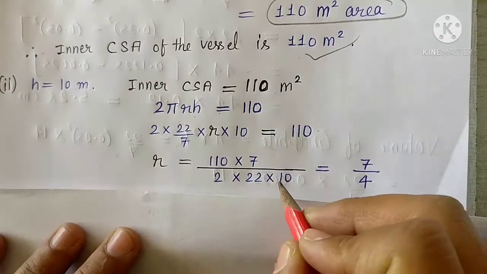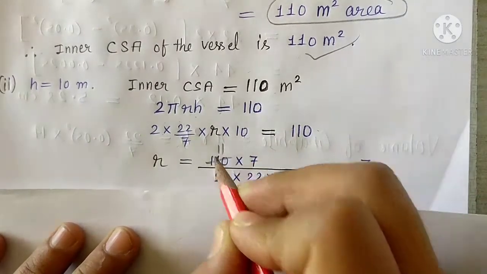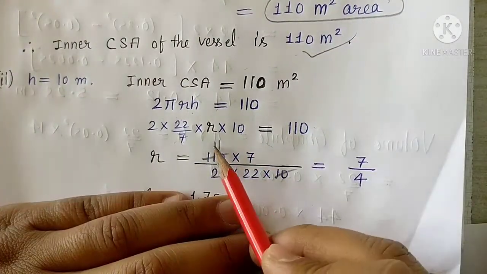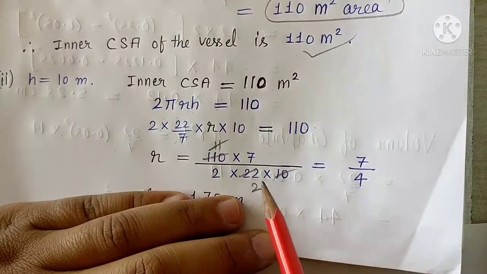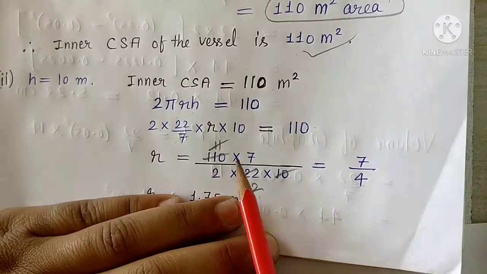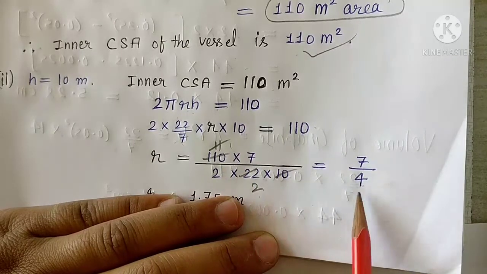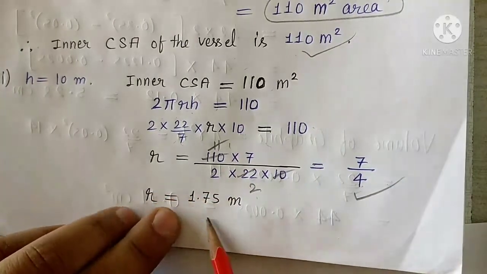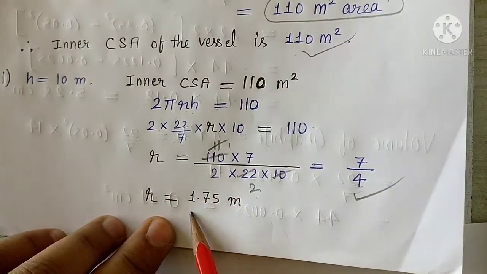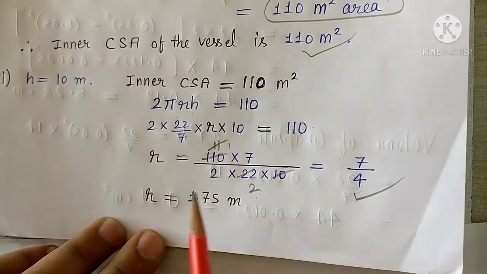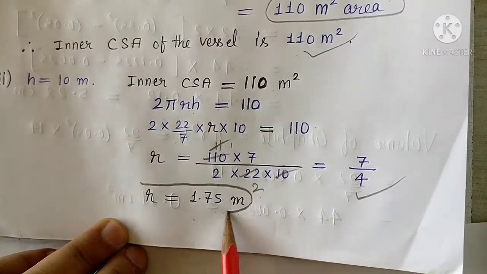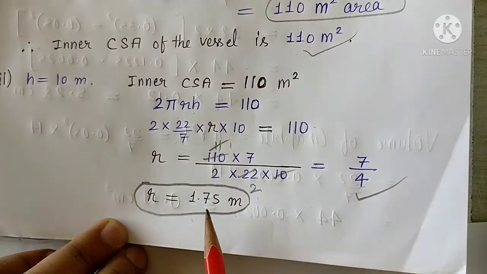So we can cut this one. 10 elevens are 110, 11 twos are 22. So 2 twos are 4 and 7 ones are 7. So 7 upon 4 came. That is our radius, or if we divide this, it will come 1.75 meter. This is our radius, 1.75 meter. So we have done the second part also.